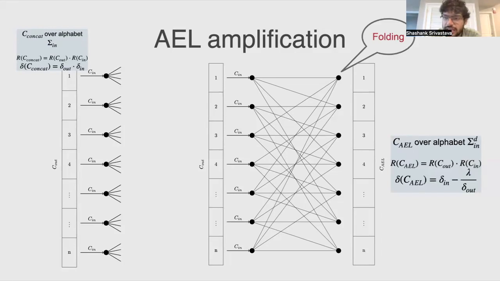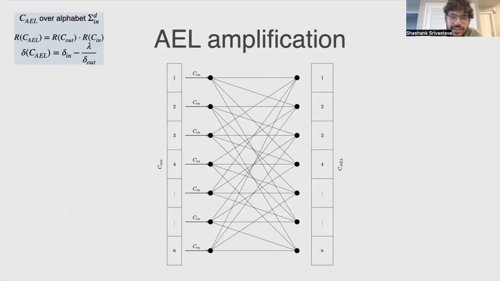It can be shown that the rate of the AEL code, or even the concatenated code, is simply the product of the rates of the outer code and inner code. The distance is far more interesting. For the concatenated code, it's again the product of the distances of the outer code and the inner code. For the AEL code, after this folding process is done, there is a decoupling between delta in and delta out. Previously, we were looking at a product of delta out and delta in. After this folding, the new distance becomes delta in minus lambda over delta out. So by making lambda small enough, we can make this delta as close to delta in as we want.